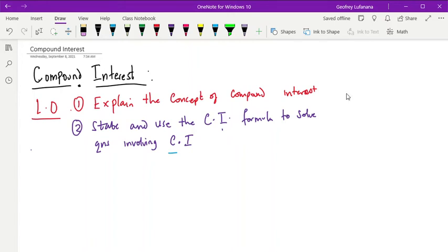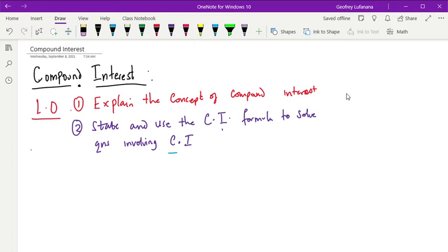In this video, we're going to be discussing compound interest. In the previous lessons, we talked about interest and simple interest, and we discovered that interest is an amount of money that you earn when you save or deposit money in a bank or financial institution, or the amount of money that you pay when you borrow money from a financial institution or a bank.